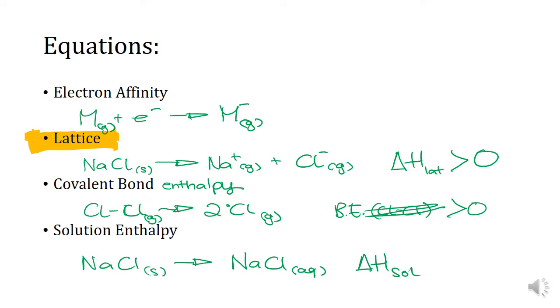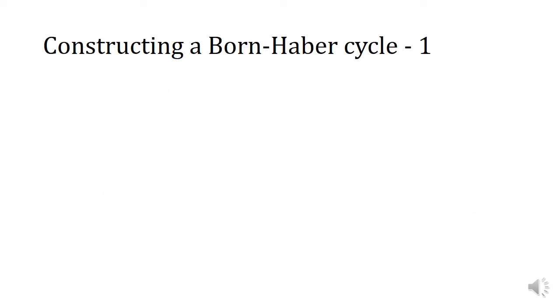Okay, let's continue. So let's construct a Born-Haber cycle. Earlier we talked about Hess's law in SL, talking about the steps on a pathway and that sort of vector addition idea. That's what Born-Haber cycles are, but Born-Haber cycles take it that next step. So if we think about something like magnesium solid plus Cl2 gas reacts to form MgCl2 solid.